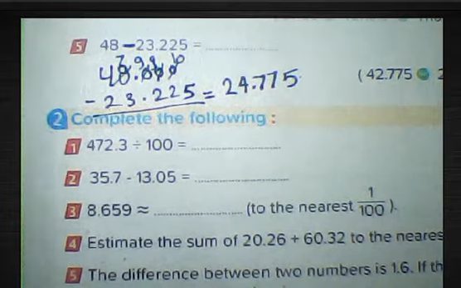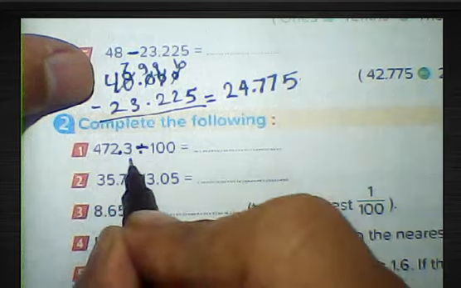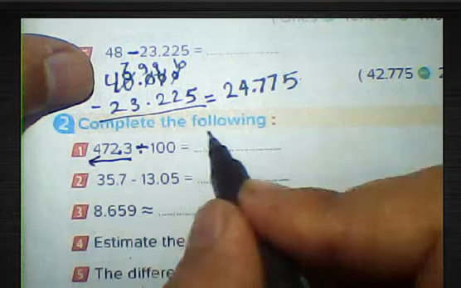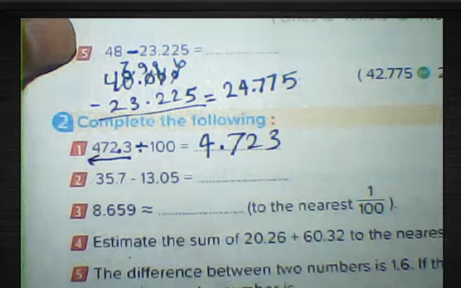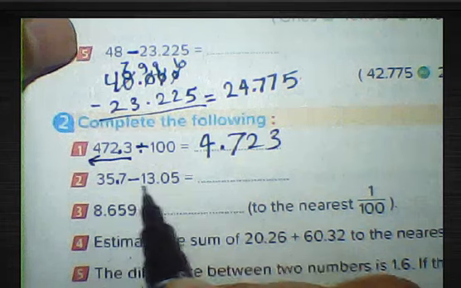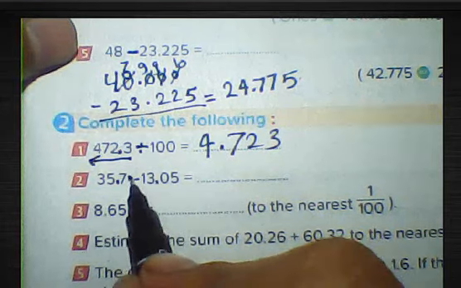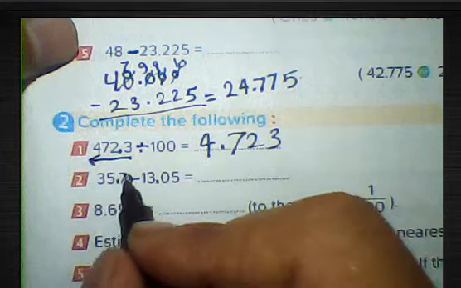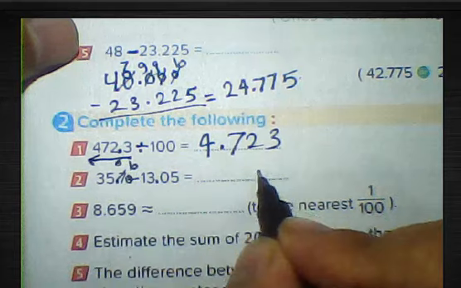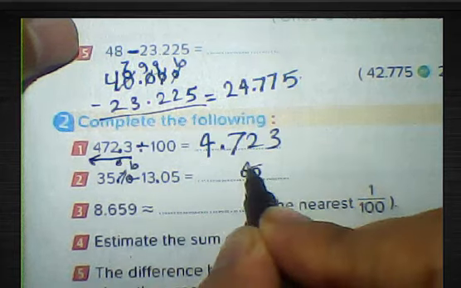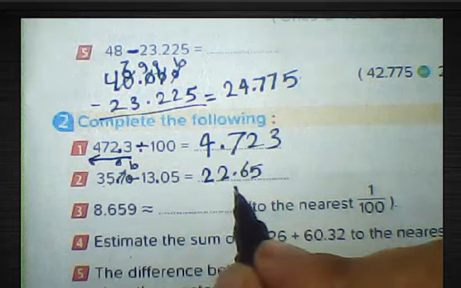Question number 2. Complete the following. 472.3 divided by 100. You must move the point to the left by 2 digits. It will be 4.723. And 35.7 subtract 13.05. We must put 0 behind it here. 0 minus 5, we can't do it. Take 1 from 7, it will be 6. And 0 will be 10. 10 minus 5 equals 5. And 6 minus 0 equals 6. And 5 minus 3 equals 2. 3 minus 1 equals 2. It will be 22.65.